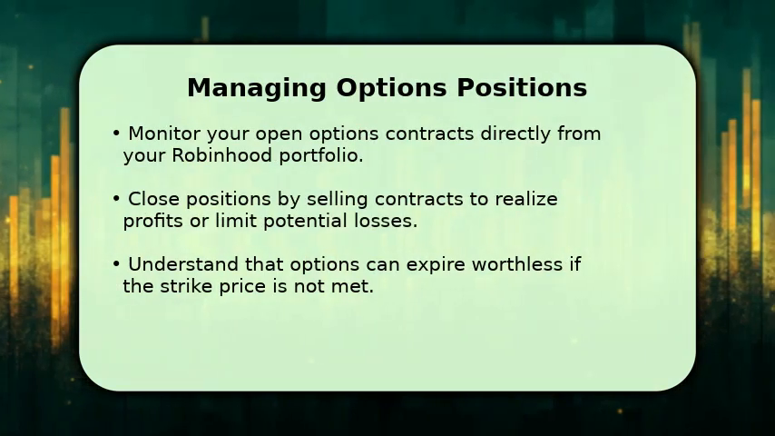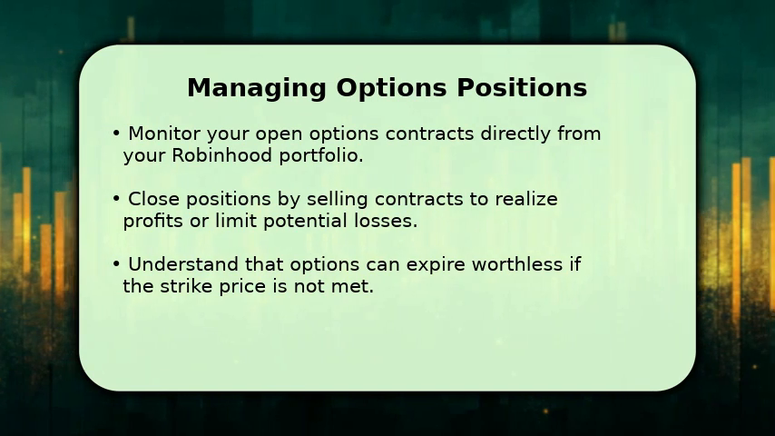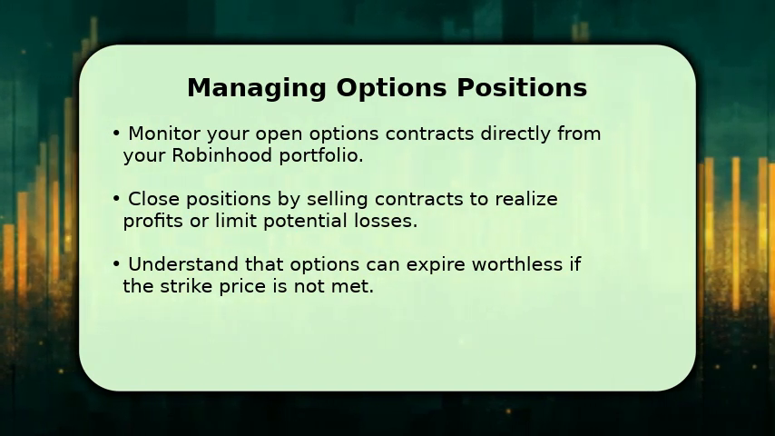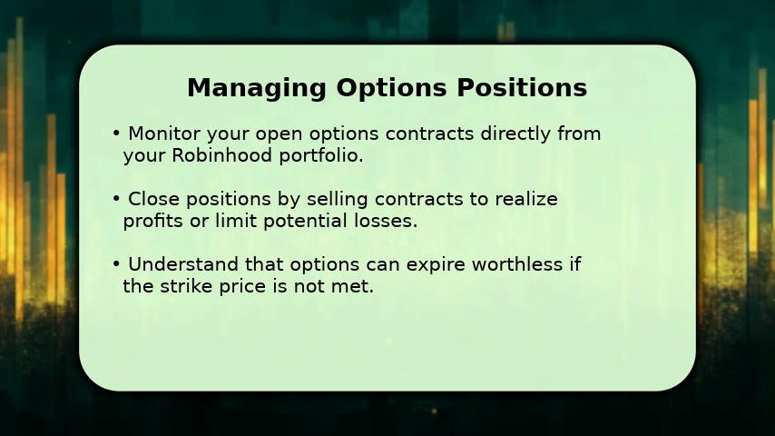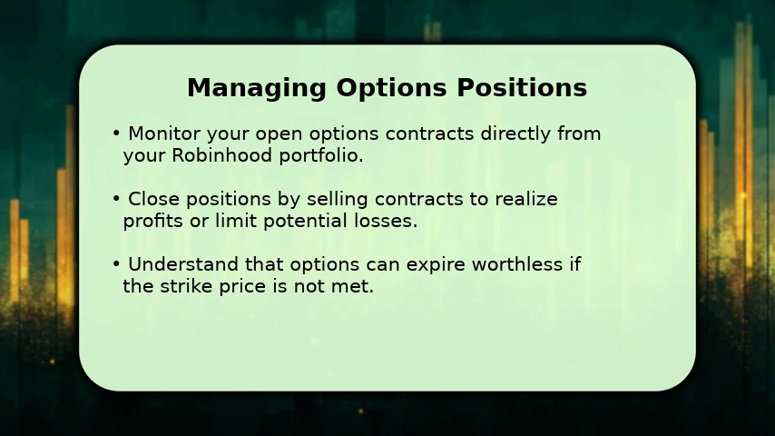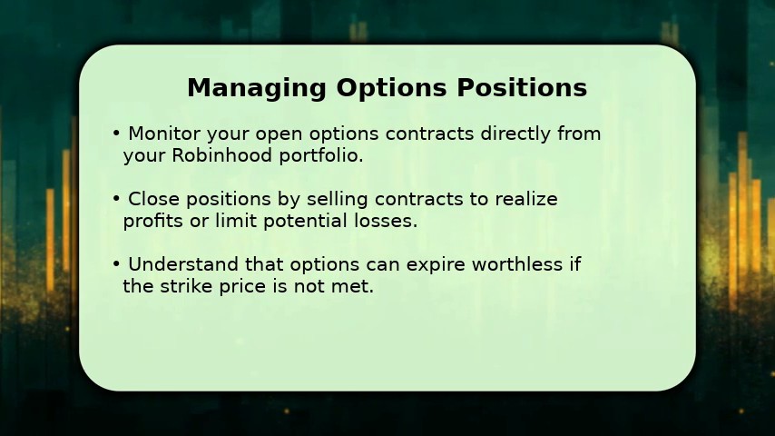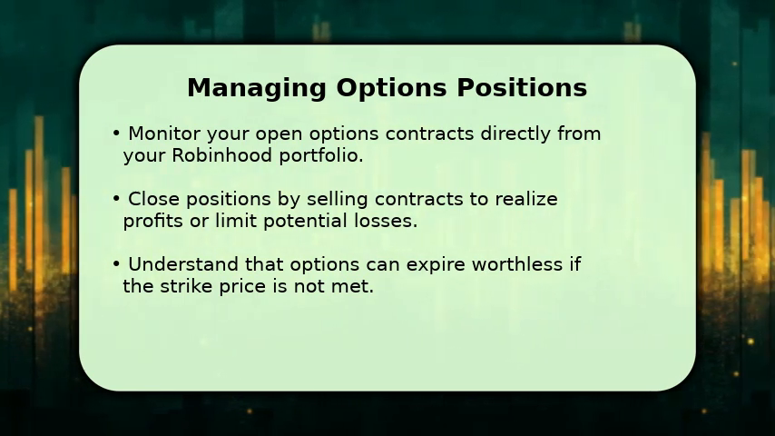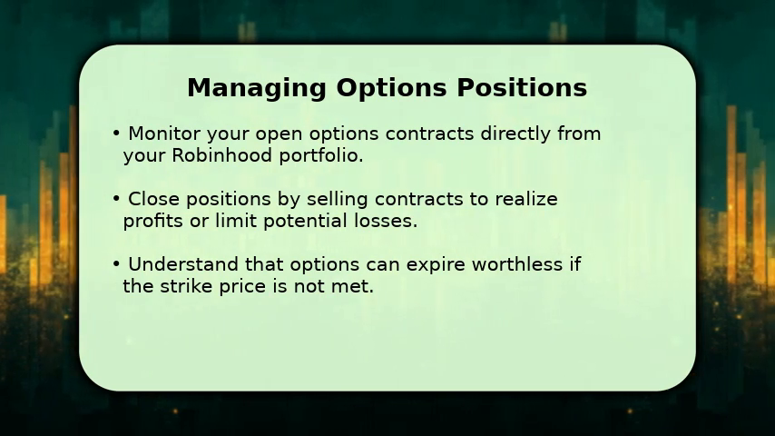After placing a trade, it's crucial to monitor your open options positions. You can view their performance and current value directly within your Robinhood portfolio. To close a position, simply select the contract and choose to sell it. This allows you to lock in profits or cut losses before expiration. Be aware that if an option expires out of the money, it will become worthless and you will lose the premium paid. Active management is essential.